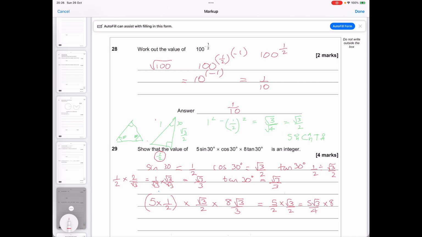times 8 root 3 over 3, which is 40 times 3 over 12, which is 120 over 12, which equals 10. There's a lot of different ways to do that, but you do have to try and make sure that you either know sine 30, cos 30 and tan 30, or you use your equilateral triangle in order to find them.